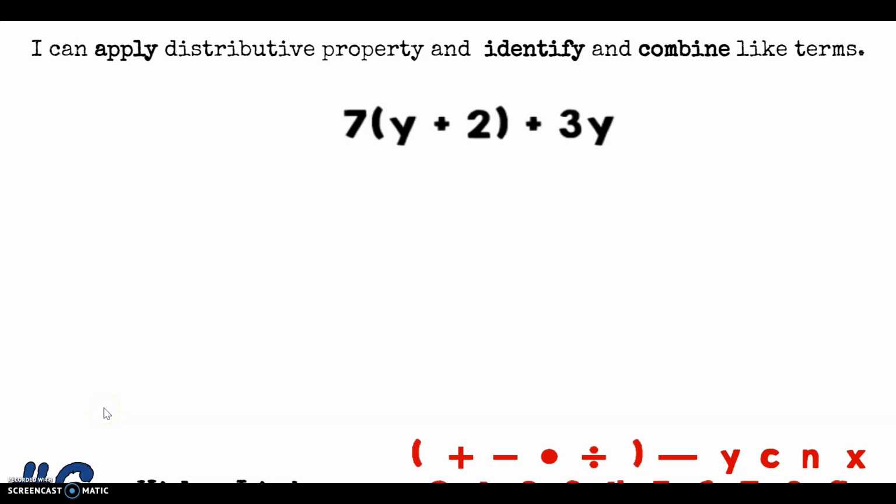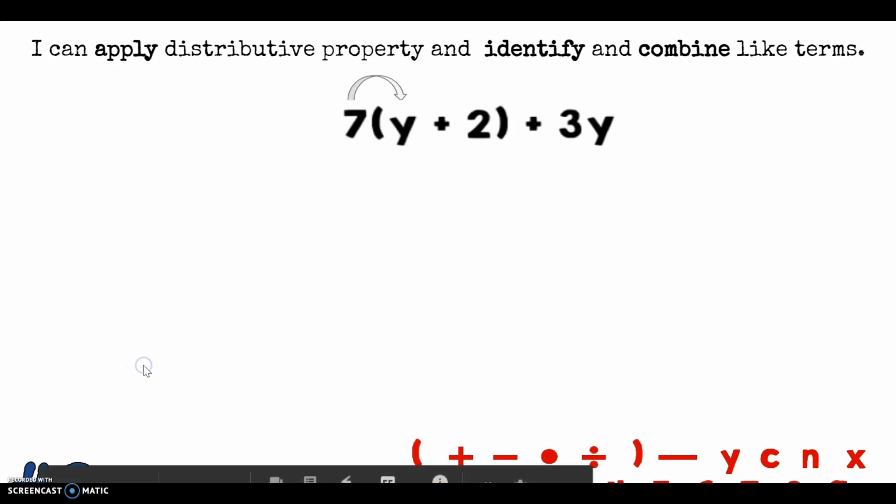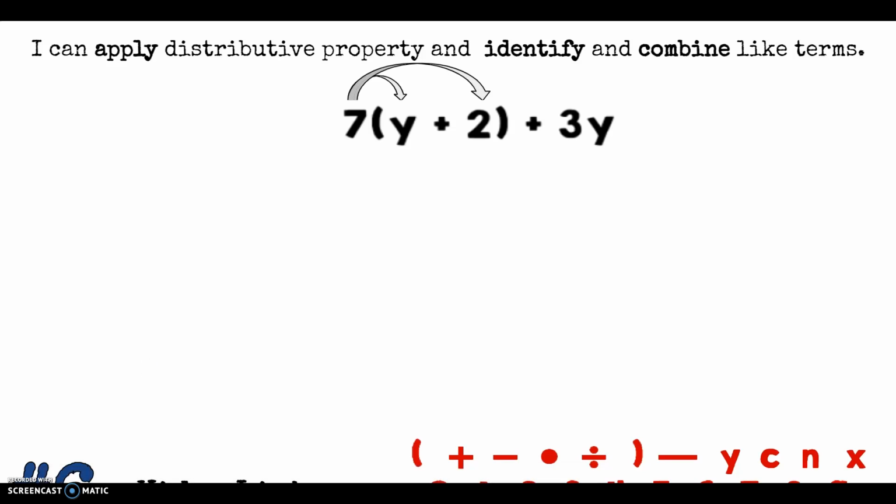Okay, welcome to problem number 6. We have 7 times y plus 2 plus 3y. We're going to go ahead and apply the distributive property first: 7 times y and 7 times 2. We're distributing that 7 into that parentheses.